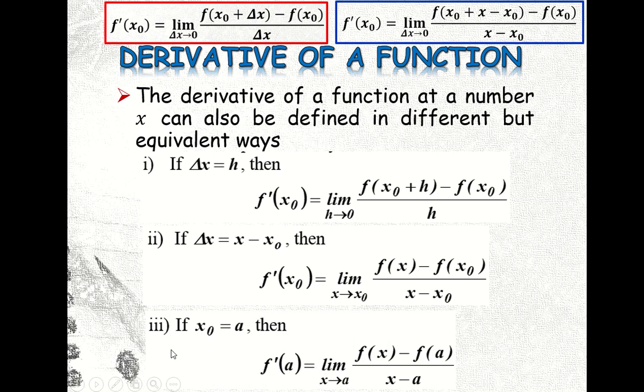Now the third step is if you change x sub 0 to a. So very specific, our x sub 0 is equal to a. The formula becomes like this. Instead of f prime sub x sub 0, we have f prime of a equal to the limit of f of x minus f of a, instead of f of x sub 0, divided by x minus a, instead of x minus x sub 0, as x approaches a. So this is now our formula that we're going to use.